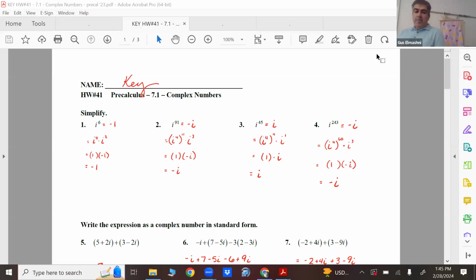Okay. Anyhow, for numbers 1, 2, 3, and 4, as I mentioned, what you want to do is find the remainder when you divide the exponent by 4. If there's no remainder, you assume it's just 1, right? Because there's a pattern that goes with this. Remember, the pattern was this: i to the 1 power is i, i squared is -1, i cubed is -i, i to the 4th is back to +1. And it's just like this. That's just what happened.